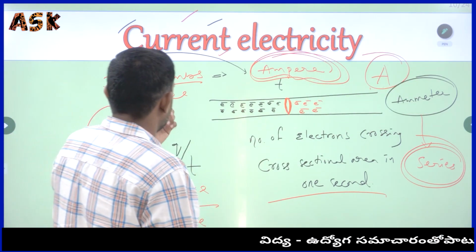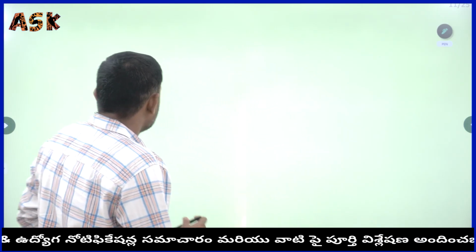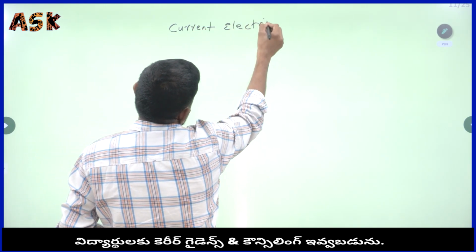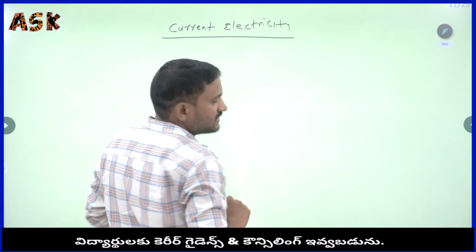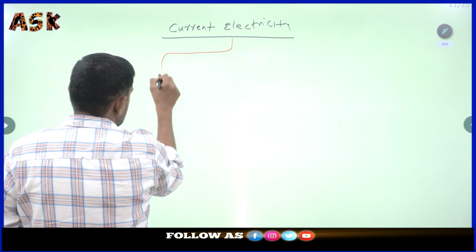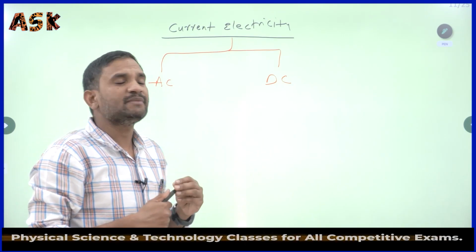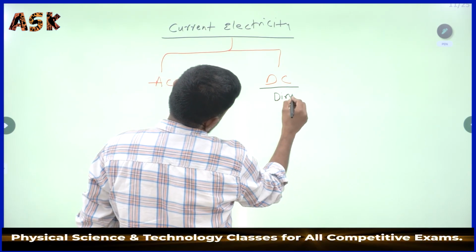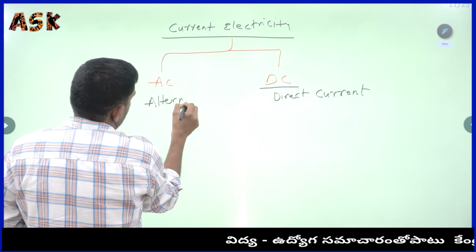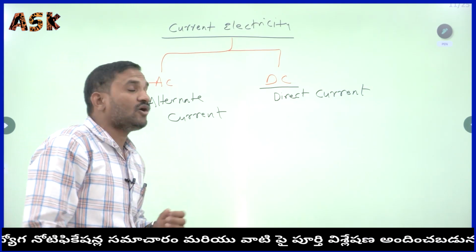Yes, we got the complete information about current, electricity, nothing but electric current only. Now this electric current is again classified into two types. What are those? It is classified into AC and DC. DC indicates direct current, and AC indicates alternate current.